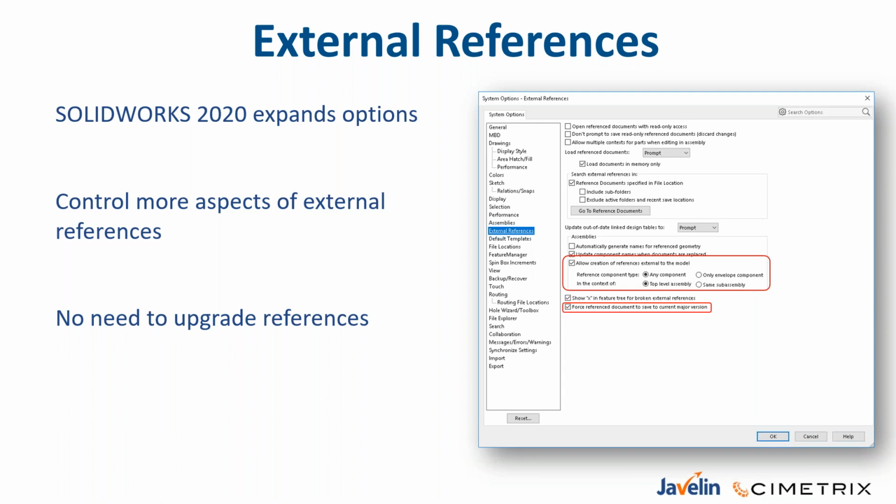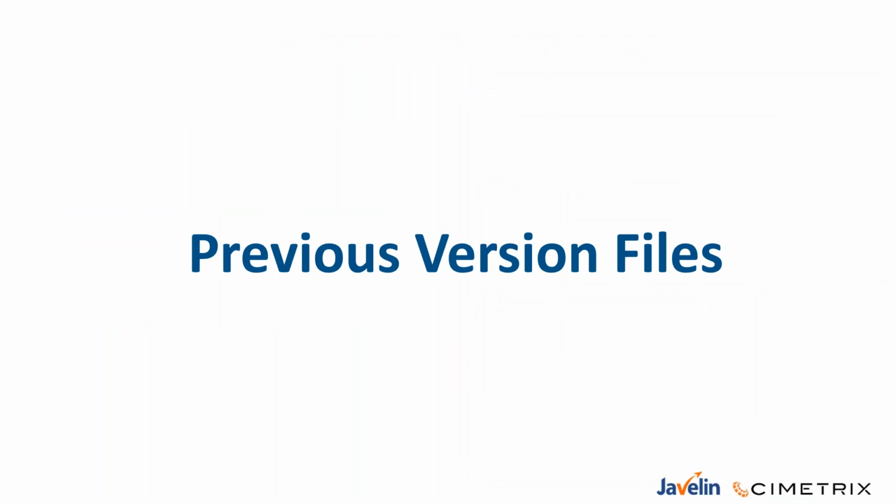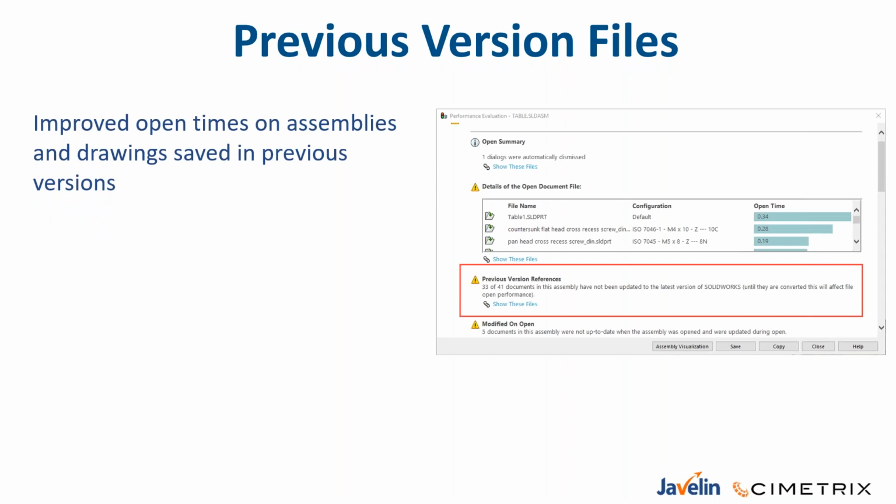Well, if you uncheck this box that's highlighted here, you will no longer be upgrading those referenced documents, which makes that saving process much faster. Now, one of the things many of you might be saying is, well, then when we open them, it's going to be slower. And that was previously the case, that when we opened files that were saved with a previous version of SOLIDWORKS, they could be slower to open.